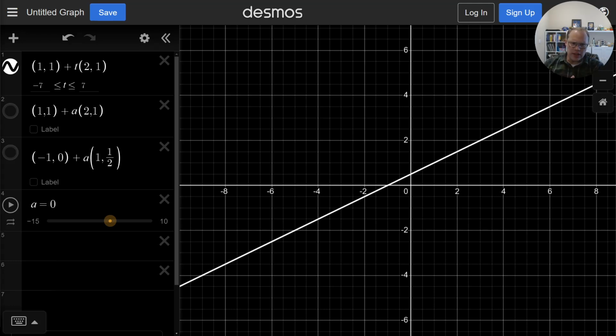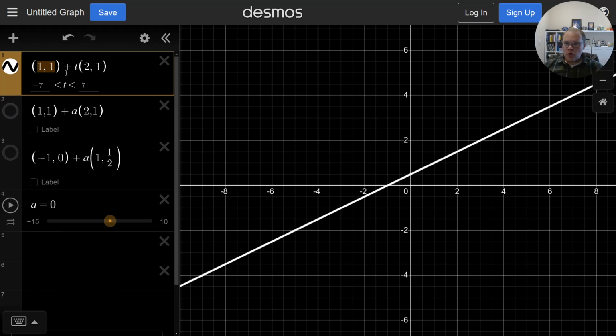I wanted to give you a little more intuition about how we can think about this parameter in the equation of a line. Okay, so I have here the equation of a line. It's in vector form. You can see it right here. It's the vector (1, 1) plus t times the vector (2, 1). So (2, 1) is the direction vector, and (1, 1) is the point on the line.